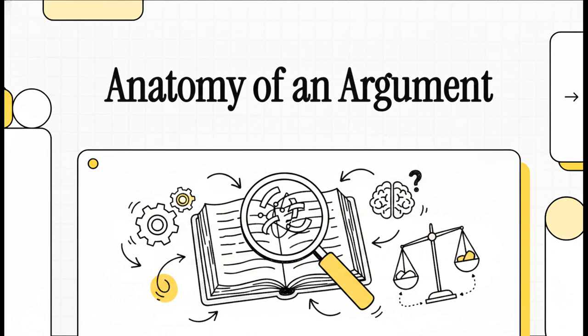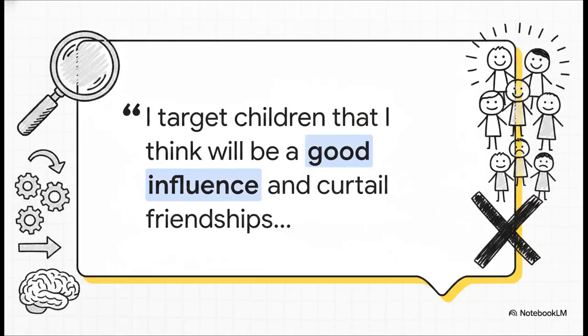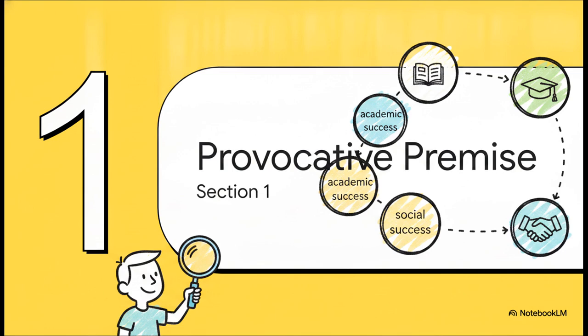Let's dive right in. Have you ever read something that just instantly made your blood boil? Well, we're starting with this highly provocative statement from an article by Katy Hopkins. Look at this. She openly states she targets children who are a good influence, while actively curtailing friendships with those she thinks will drag them down. It's bold, it's unapologetic, and honestly, it's completely designed to get a massive reaction out of you. But instead of just reacting, we're going to break down the nuts and bolts of how this argument is actually built. So that brings us to Section 1, the provocative premise.